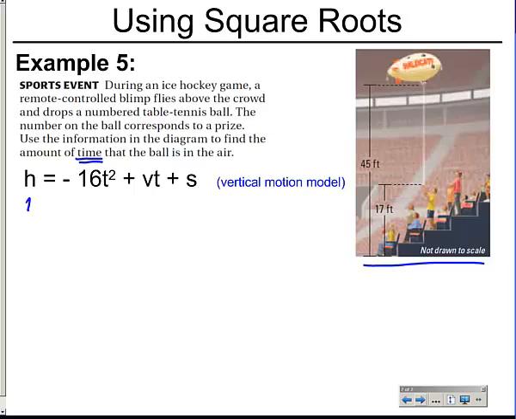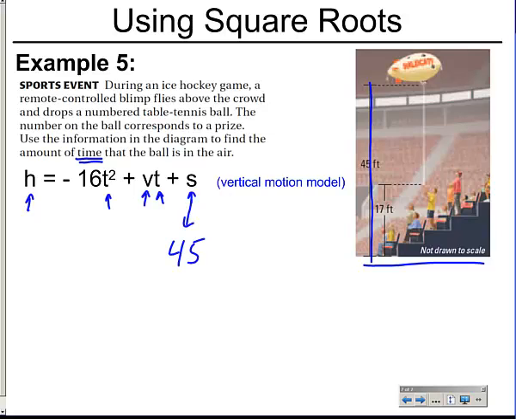Anyway, h is the final height, or the height at any given time above the ground. T, and it's t in both places here, is the time that an object is in the air. And v is the initial upwards velocity, so something's going up. And s is the starting or initial height above the ground. So if the object is on the ground before it starts, then s would be 0. If we look at this, we can see that the blimp is starting at an initial height of 45. So s is going to be 45.